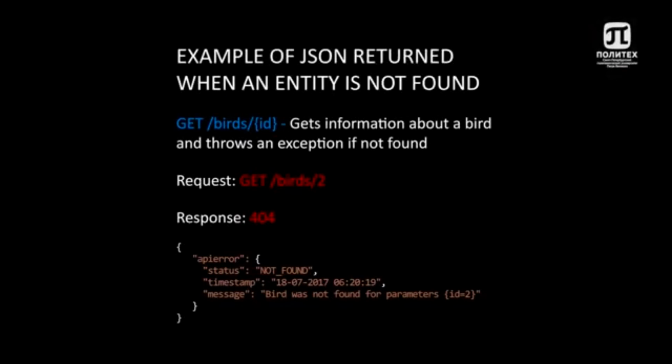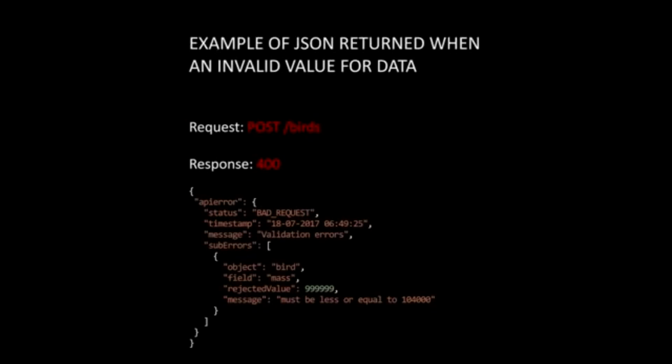Let's see examples of JSON responses generated in case of error. This is a REST API endpoint for getting information about a bird. Here is an example of JSON returned when an entity isn't found while calling this endpoint with ID equals 2. Here is another example of JSON returned when issuing a POST bird call with an invalid value for the bird's mask.